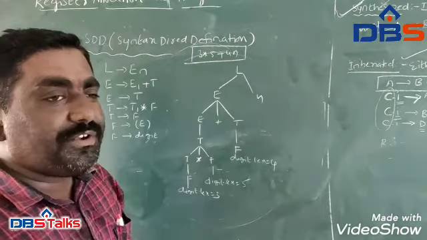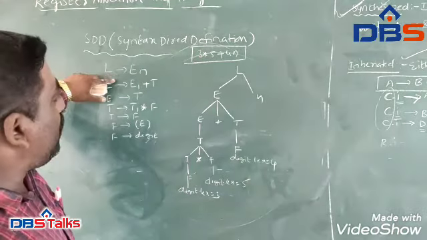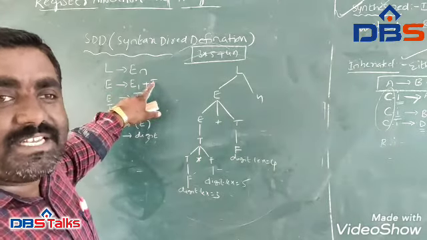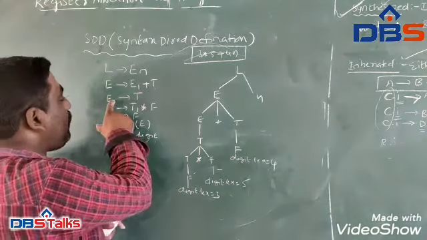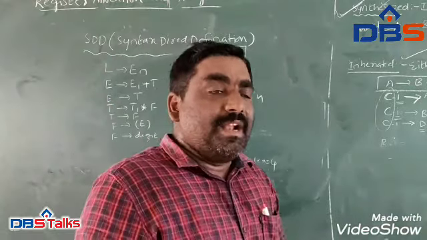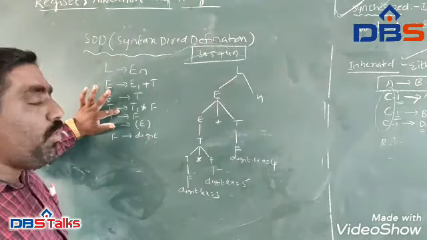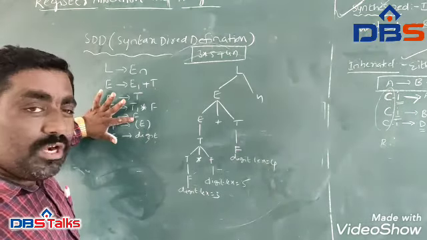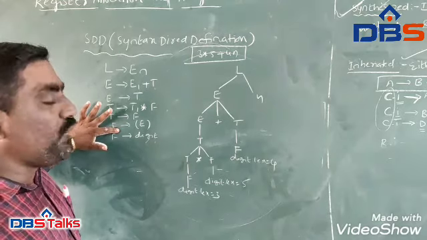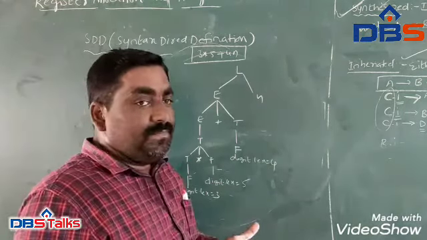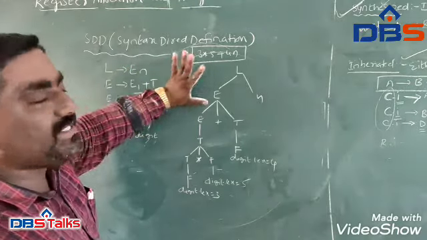For these productions, we are going to take the semantic rules: L.val equals E.val, whereas E.val equals E1.val plus T.val, whereas E.val equals T.val. Here val is the attribute, which is a terminal. At the same time, T.val equals T1.val star F.val, T.val equals F.val, whereas F.val equals E.val. Finally, F.val equals digit.lexval. So these are the productions along with semantic rules.